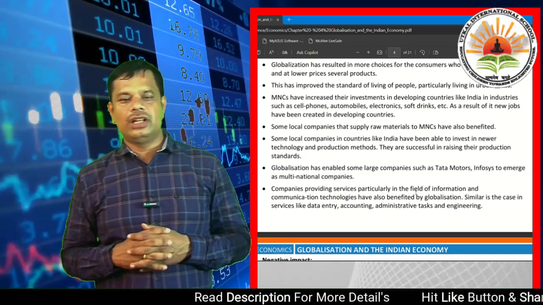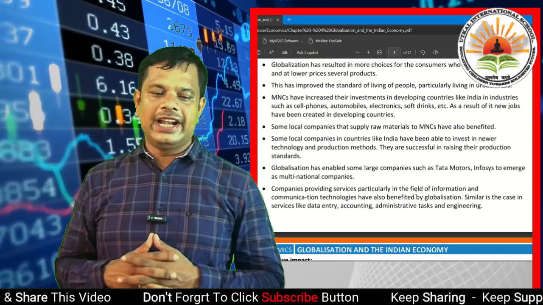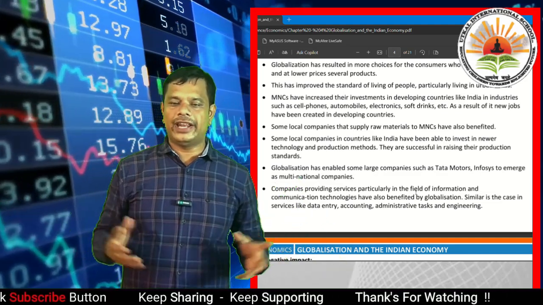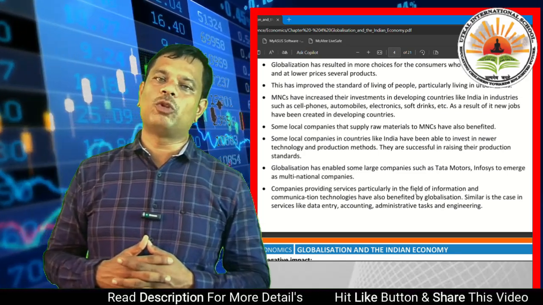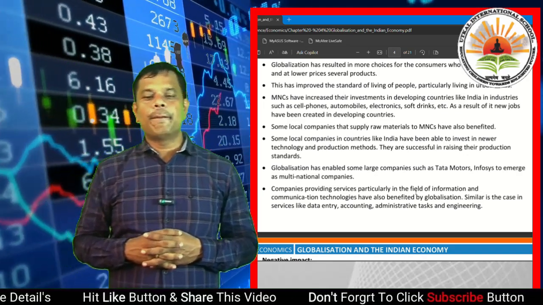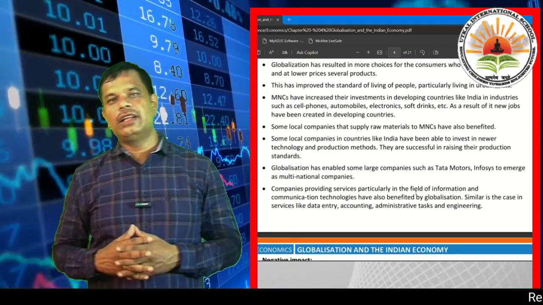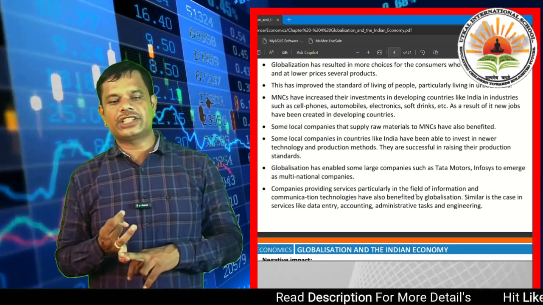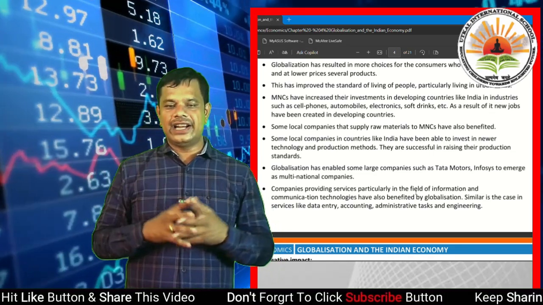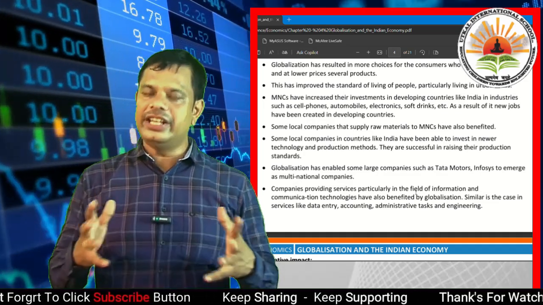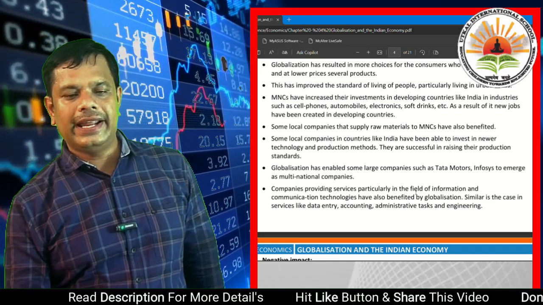Another positive point is that globalization has enabled some large companies such as Tata Motors and Infosys to emerge as multinational companies. That is the outcome of globalization. Companies providing services, particularly in information and communication technologies, have also benefited from globalization. Similarly, services like data entry, accounting, administrative tasks and engineering also see a positive effect from globalization.